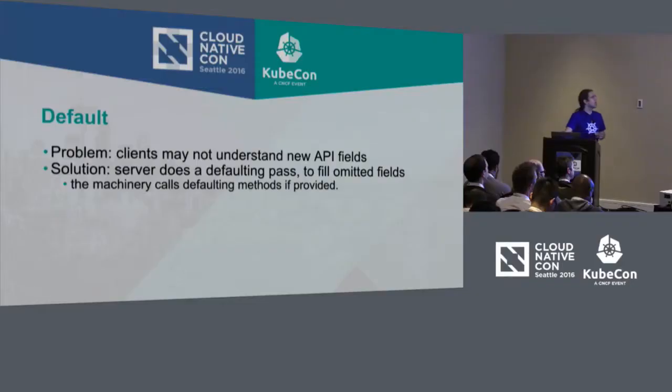Finally, defaulting. Like I said, clients may not understand new API fields. The solution is the server adds default values for fields. Until recently, actually, kubectl was unfortunately adding default values using the same machinery because it's built into both the server and kubectl. But we've taken it out of, I think, create and update at least, and we'd like to take it out of more places in kubectl, because really you want the server to be applying the defaults, because the server has the best idea of what the defaults should be.